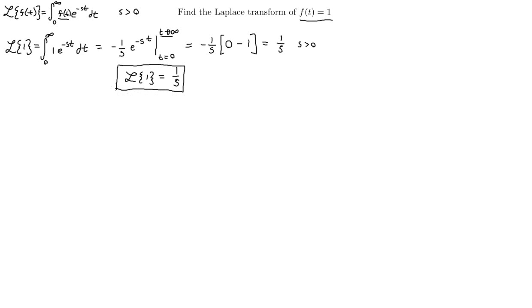So that's going to do it for this video. Kind of a quick little integration, but it's just basically an integration of an exponential, so it's not too bad, right? So that's going to do it for this one.